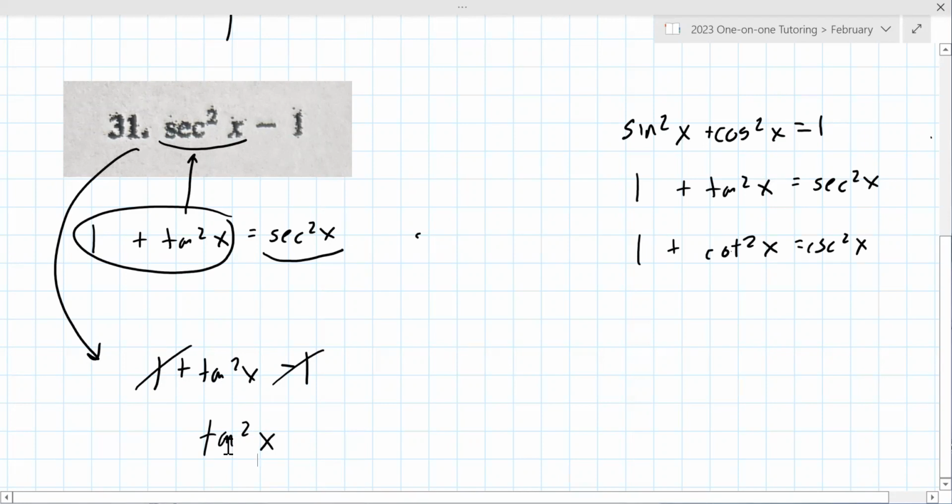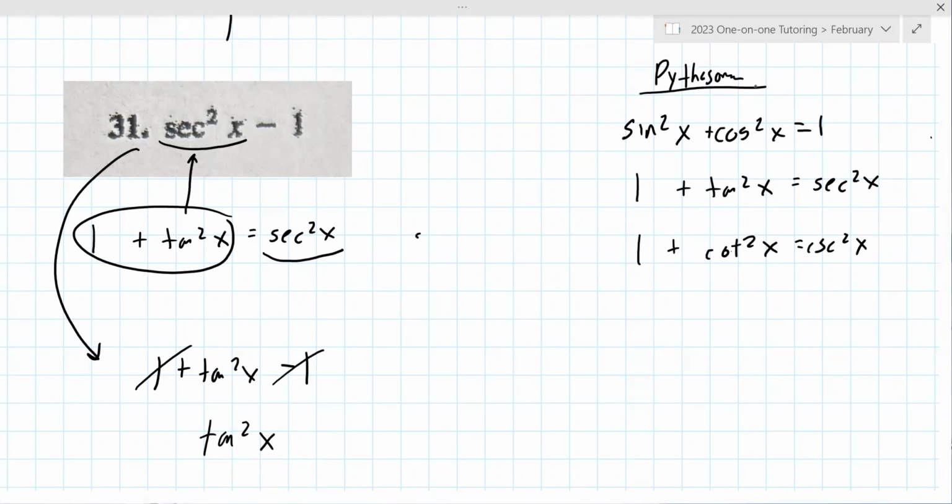What do you think of that? So secant squared x is the same as 1 plus tangent squared x? Yes, and these are the 3 Pythagorean identities that you have to know. I think I got that.